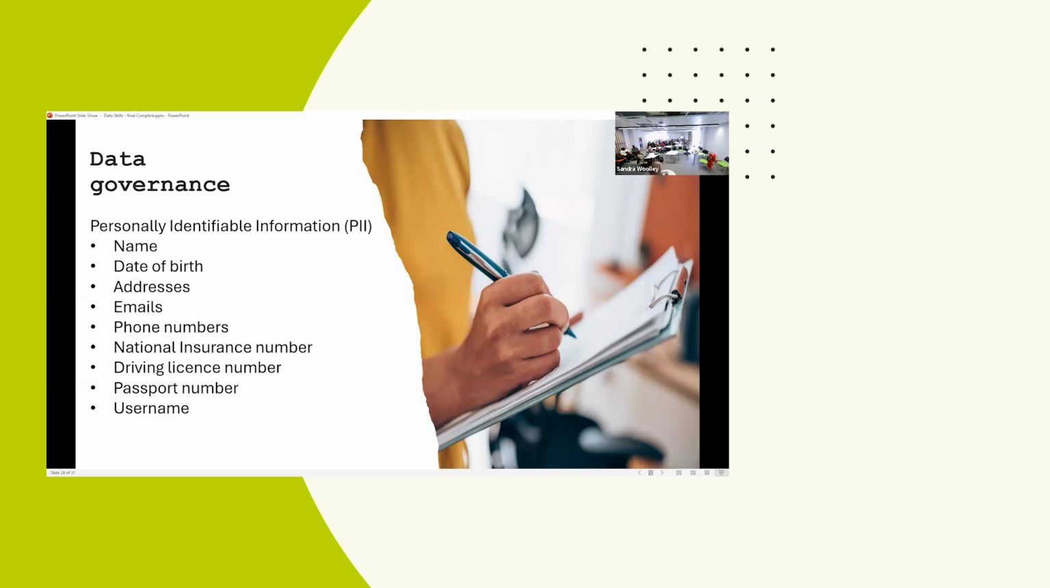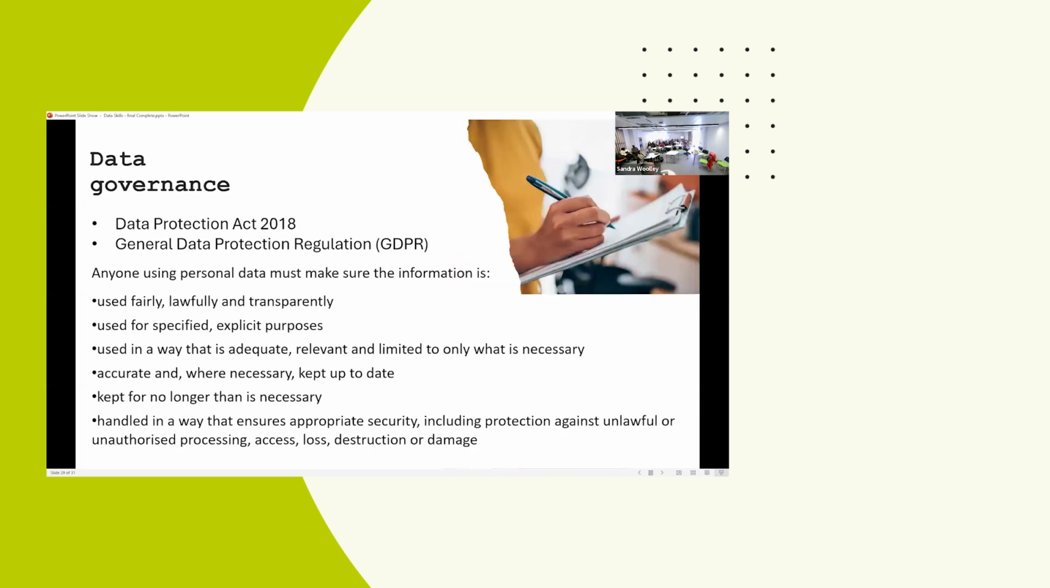So if your data contains any of that sort of thing, then there is legislation around what you can and can't do with it. That's governed in the UK by the Data Protection Act and GDPR. So anyone using that data must ensure that the information is used fairly, lawfully and transparently, used for specified, explicit purposes. So you'll often see when you sign up to things online, there'll be terms and conditions, or there'll be a little box, do you agree to us using your data for fraud prevention purposes or that sort of thing. That's effectively what you're doing.